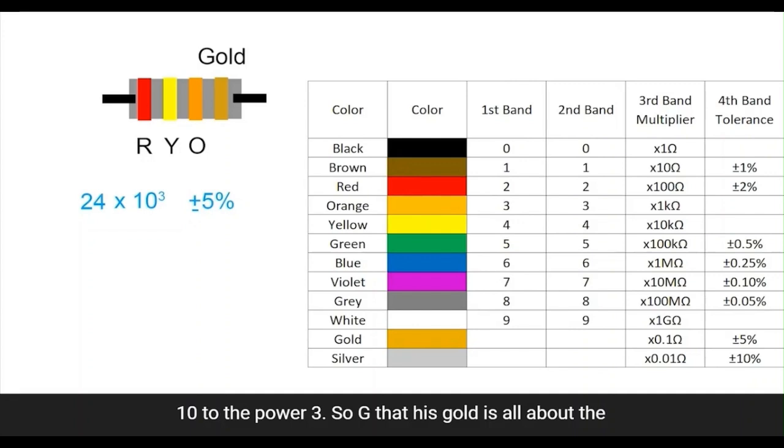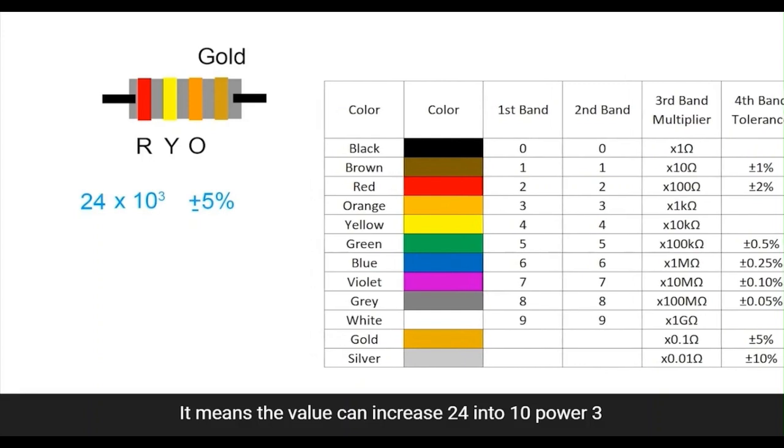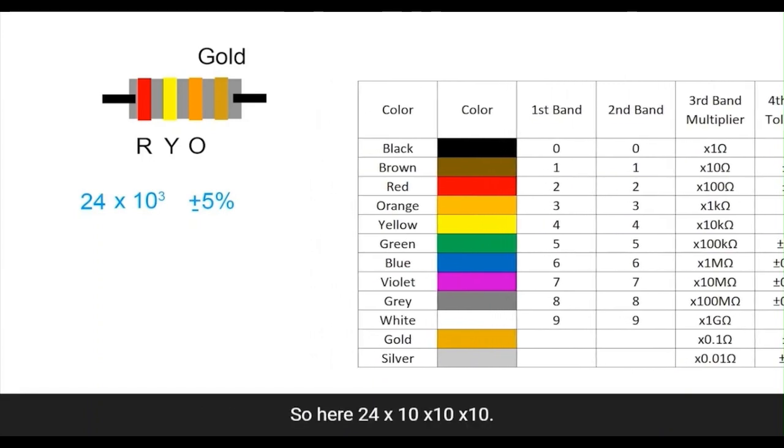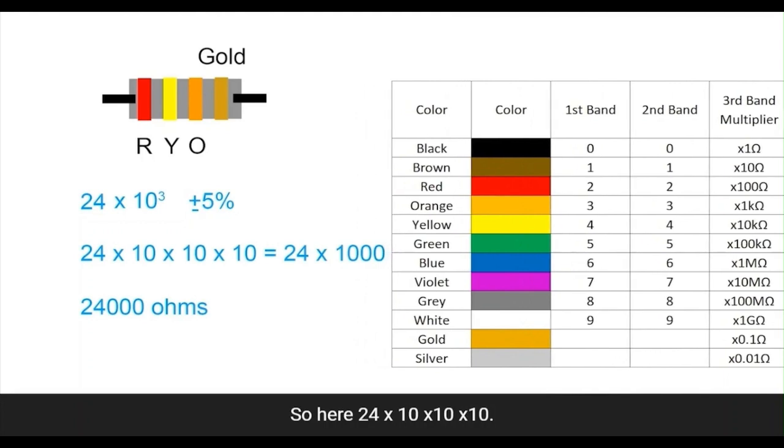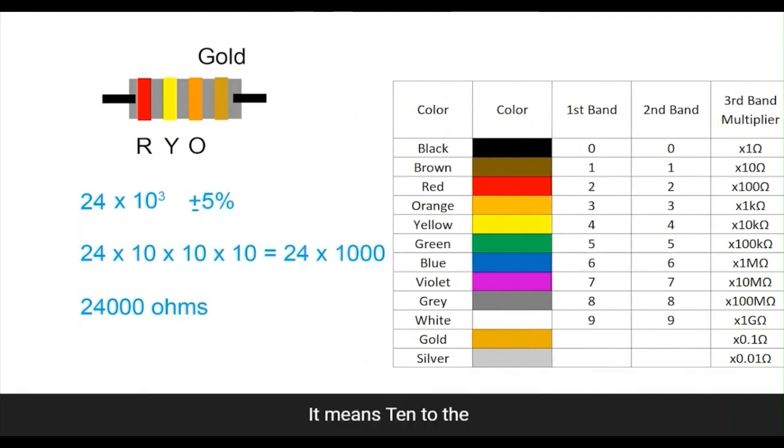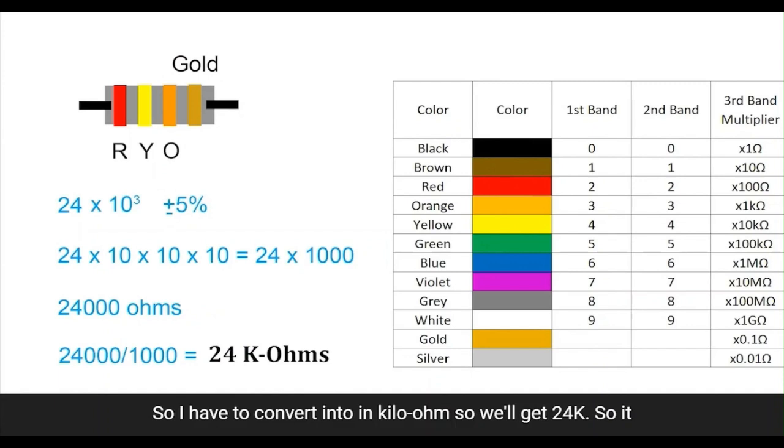So gold is all about the tolerance. And if it is gold, we have to keep it at 5%. It means the value can vary, 24 times 10 to the power 3, plus minus 5%. So here 24 times 10 times 10 times 10. It means 10 to the third. So it means 24,000 ohms. So the value is in ohms as it is a resistor. So it is 24,000 ohms. If we convert it to kilo ohms, we'll get 24K. And as it is gold, it will be plus minus 5%.